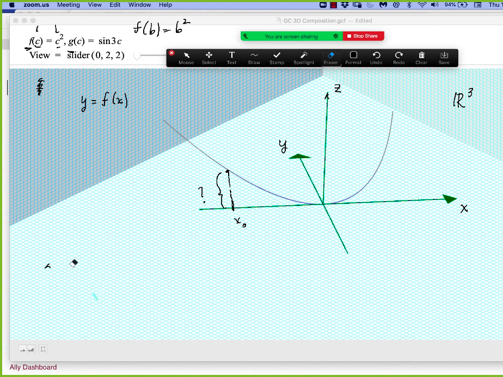f of x naught. Is that Yasra? Yeah, Yasra wants f of x naught. What do the rest of you think? Is that one way to represent that length? Got nods. Okay, what's another way? Somebody new.